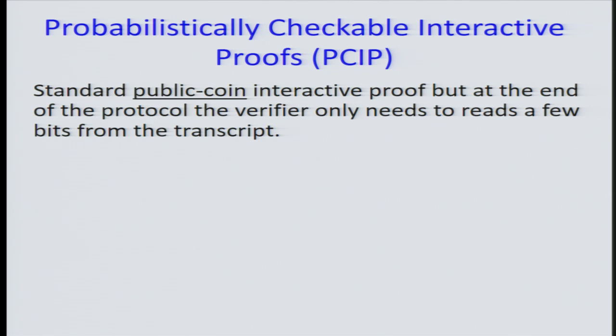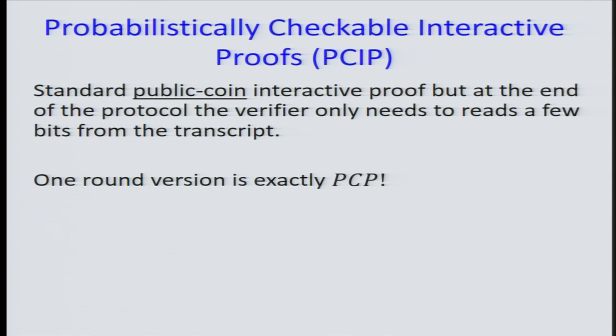Now we're going to add a requirement that at the end of the protocol, all that the verifier needs to do is to look at a few locations in the transcript. Actually, we'll most likely need to look in each individual message, but at only a few locations in each message to decide whether to accept or reject. We call this a probabilistically checkable interactive proof, a PCIP.